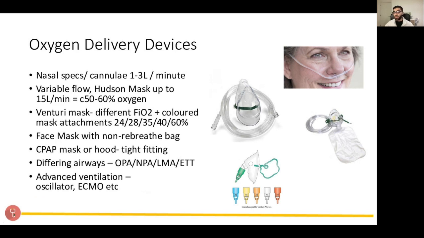And this can deliver oxygen from 1 to actually 4 liters a minute. Sorry, that's an error on the slide. Then we have the variable flow masks, and the Hudson mask on the left to the nasal cannula image. And this can deliver up to 15 liters a minute or 50 to 60% oxygen. The non-rebreather mask on the right can deliver an even higher concentration, and again, up to 15 liters a minute.